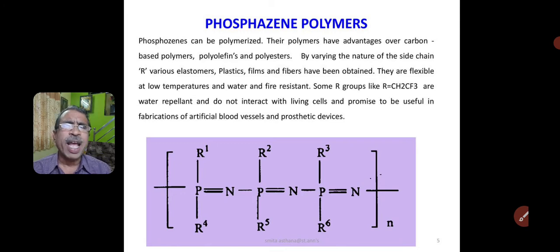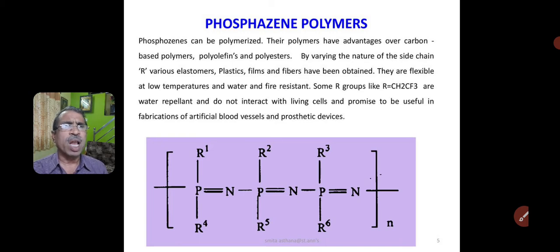Another way of explaining this is phosphazene polymers. Phosphazenes can be polymerized. Their polymers have advantages over carbon-based polymers, polyolefins and polyesters. By varying the nature of the side chain, various elastomers, plastics, films and fibers have been obtained. They are flexible at low temperatures and water and fire resistant.